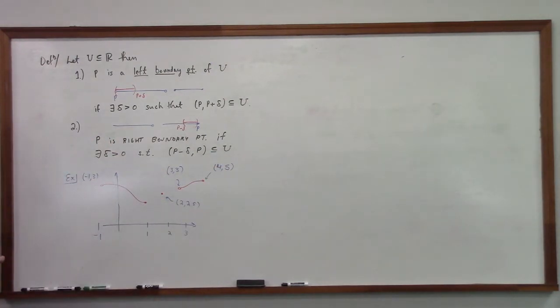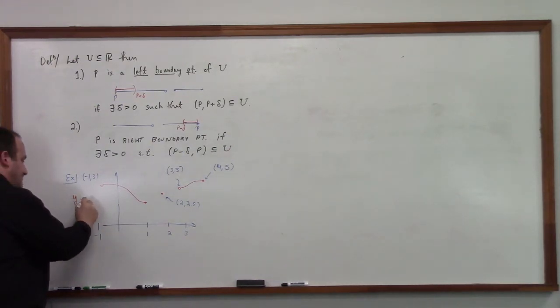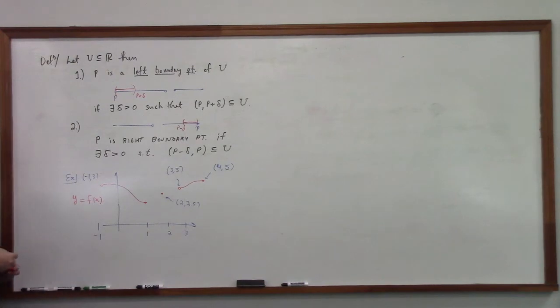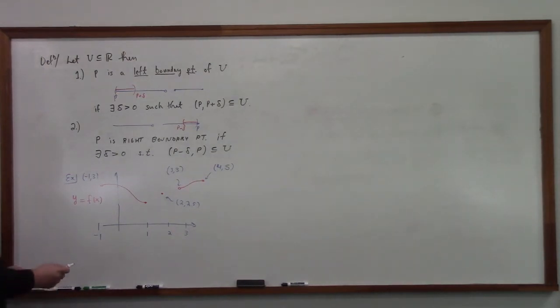And what we're looking at here is y equals f of x, right? So then we can talk about isolated points, limit points, and left and right boundary points of the domain of f. Limit point of a function would be the limit point of its domain. But to talk about left and right boundary points, we have to have some kind of set in mind. So the set I'm thinking of here is the domain of f. What is the domain of f?